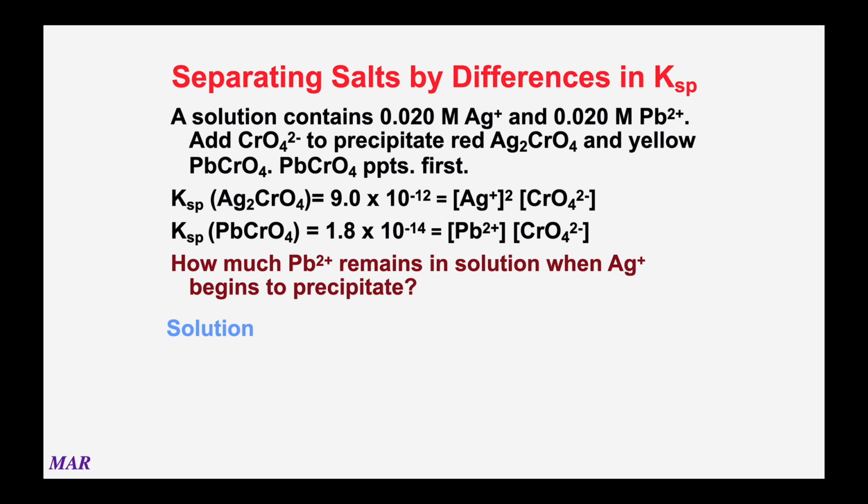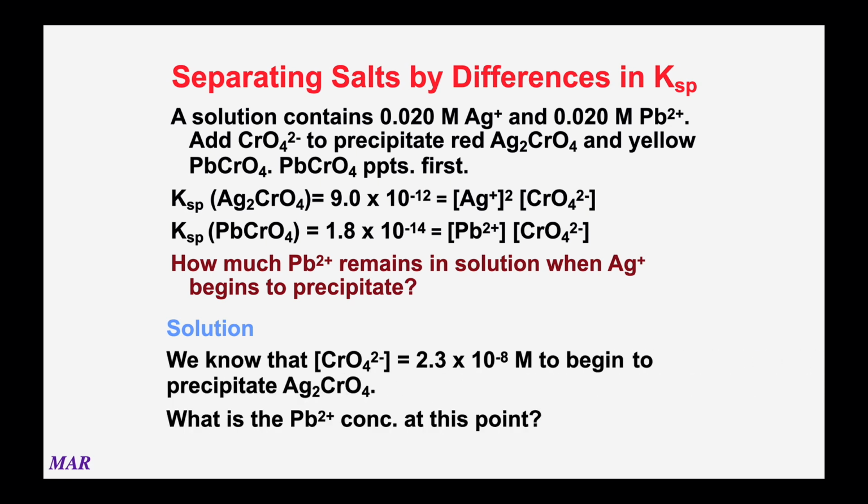You really want to get the lead out of the silver. And as you start adding chromate up to the point where the silver chromate crashes out, then you can actually start pulling the lead out. You can use decanting or you can filter it, stuff like that. So remembering that lead started at 0.020, let's see how much is left when the silver ion begins to precipitate. From the last example, the chromate required to make the Ag2CrO4 precipitate is 2.3 times 10 to the minus 8.